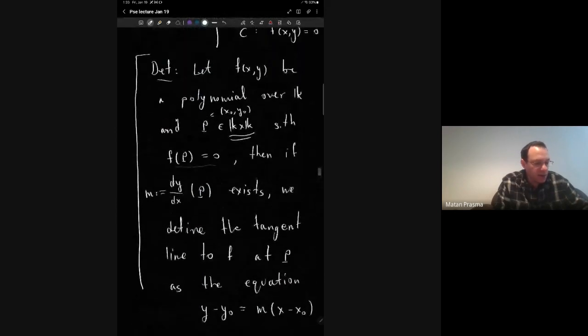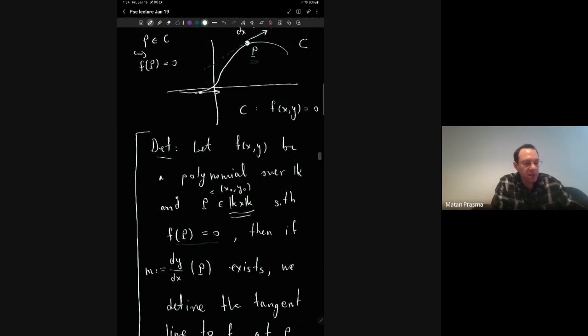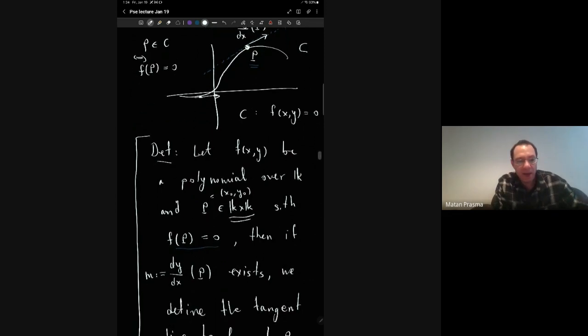Now, in particular, when we say the derivative dy over dx, the derivative over the real numbers can be defined in an analytic way as a certain limit and so on. I don't want to get into it, but what we need here is an algebraic variant. And this is possible due to the fact that we're dealing with polynomials. For polynomials, we can always do a formal derivative.